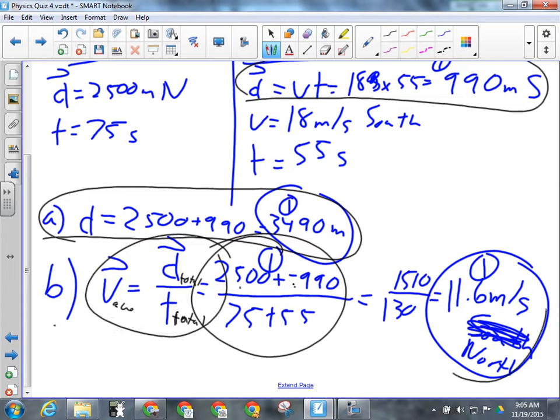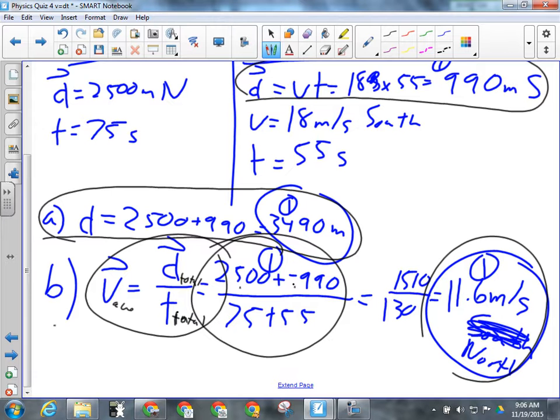Their final answer should be 11.6 meters per second north. They must have the units and they must have the direction. If they are missing either one of those, they do not get the mark for the answer. It's not half off. If it doesn't have a direction, and it's a vector quantity, it's wrong. If they didn't manipulate it right, you can give them a method mark for this, but they won't get the answer mark.